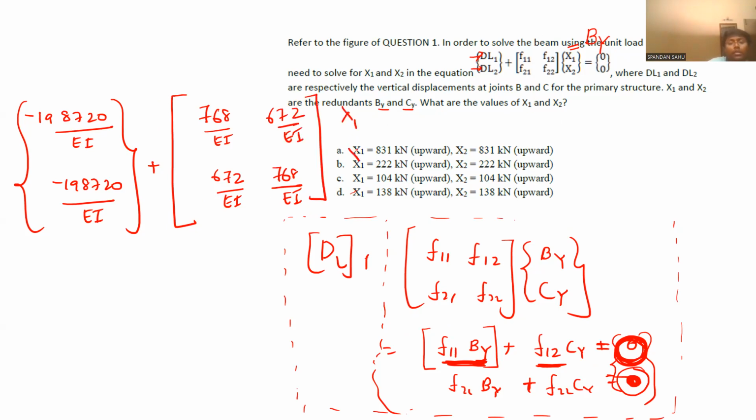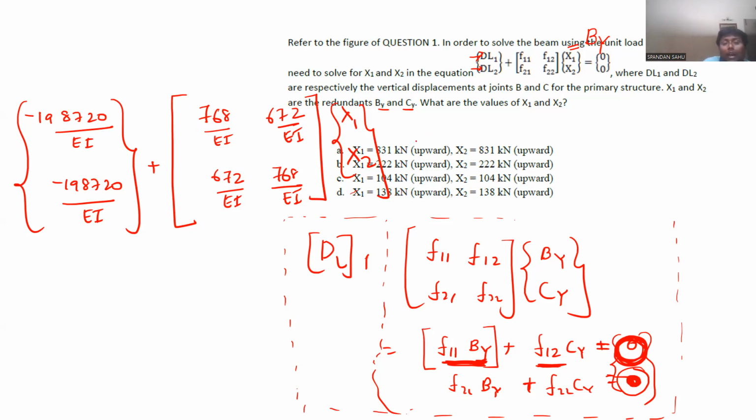Into x1. Now check this 768 by EI you got for the unit load at 1. Due to 1 unit load, what was the displacement? When you multiply with x1, what will you get? Due to x1 reaction, what will be the displacement at that point? So 768 by EI into x1 will represent the original displacement due to x1 only at that point 1.